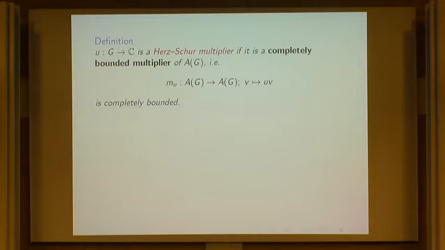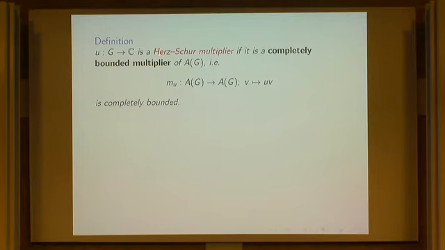Not all functions will be such. That's called a multiplier of A(G), or bounded multiplier. It will be automatically bounded with respect to the canonical norm of A(G) as a pre-dual of the von Neumann algebra of G, for example. When this map is not only bounded, but completely bounded, we are talking about completely bounded multipliers of A(G), also called Herz-Schur multipliers.